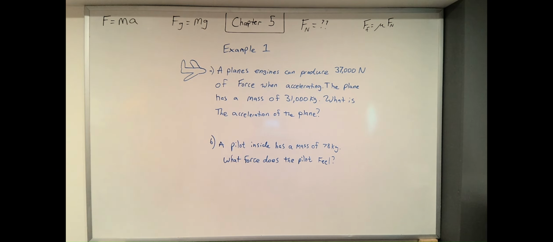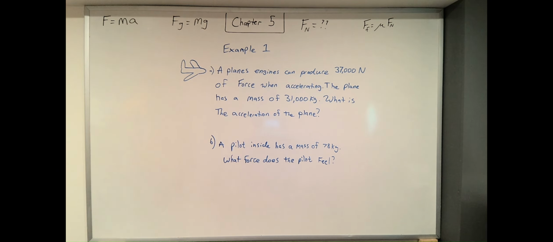I'm going to start off with something very basic where we don't have to do much. We can just get an idea on how these equations work and what they look like. So example 1 is pretty simple. We have a plane here. The plane's engines can produce 37,000 newtons of force when accelerating. So aviation would call that thrust for the plane. It's the accelerating power of the plane. It's the push of the engines to get it to move. The plane has a mass of 31,000 kilograms. What is the acceleration of the plane?